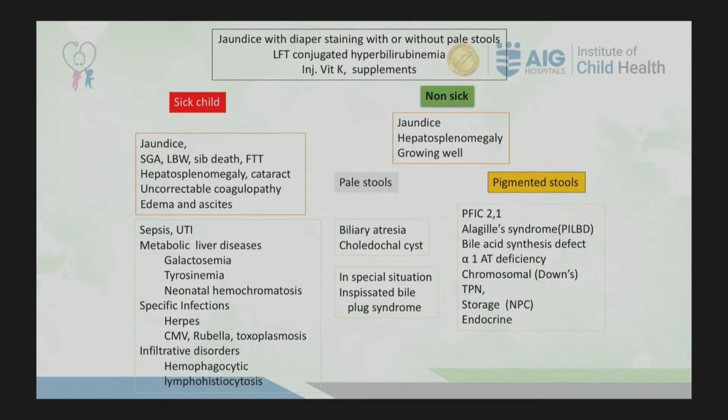If the child is non-sick and jaundice is persistent with hepatosplenomegaly growing well, look for pale stools for 3 consecutive days. If the pale stools are there, look for biliary atresia and choledochal cyst and do specific investigation. If the child is non-sick and active growth is adequate, look for stools pigmented or not.